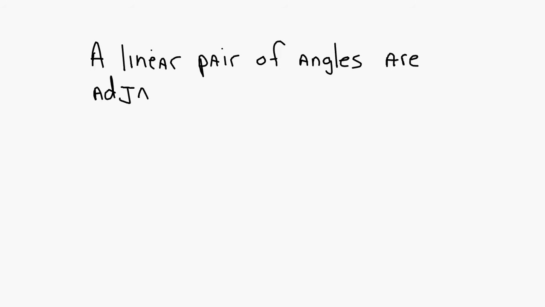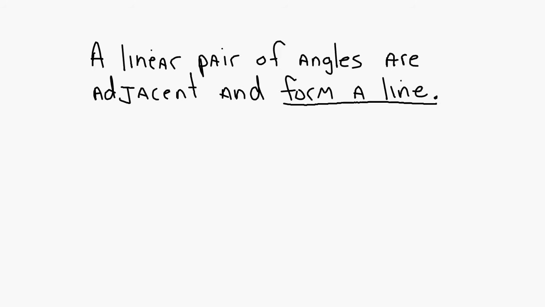A linear pair of angles are adjacent and form a line. A linear pair of angles are adjacent and they form a line. So if they're adjacent, they share a vertex, they share a side, and now they form a line, right? So a linear pair would look like this. If they form a line, you have to have a line.